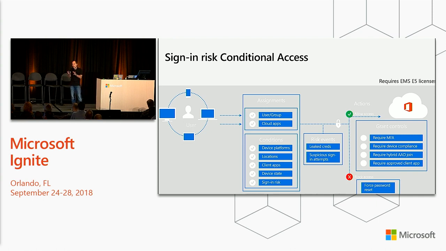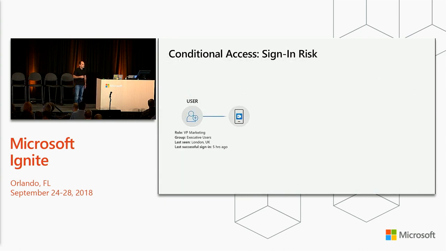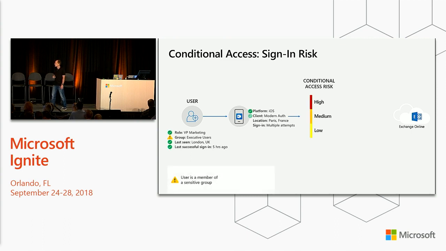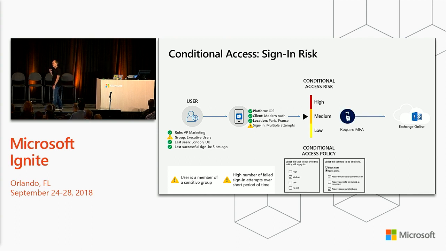So we move away from this reactive model of dealing with compromised accounts to a proactive model, which completely changes our scope in terms of how we protect the environment. So let's look at a few examples of how this works. So we have an executive marketing user, right? So a privileged type of user who last successfully authenticated in London, but now is attempting to authenticate in Paris. That's not potentially an atypical travel location, depending on the time frame. But what is interesting about this user is that they have failed to authenticate multiple times while in Paris. And so immediately, the intelligent graph elevates that sign-in risk to a medium threat level.